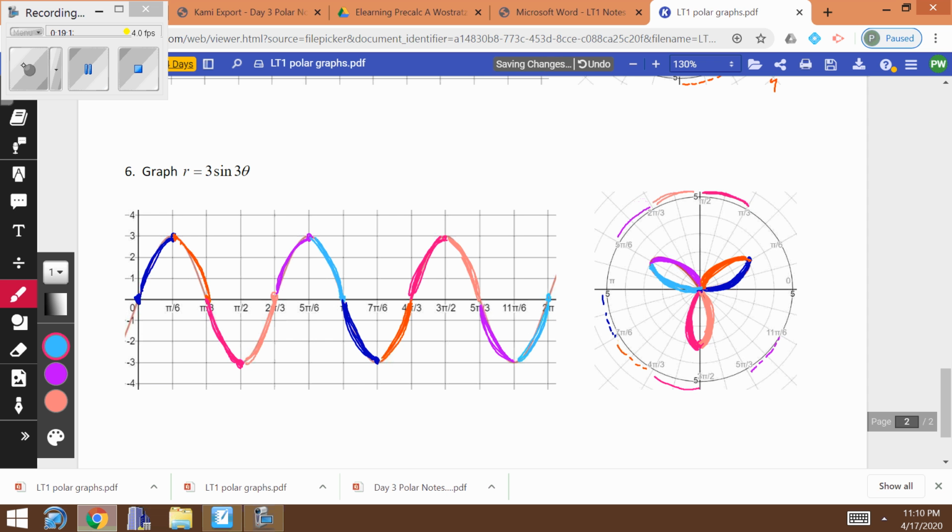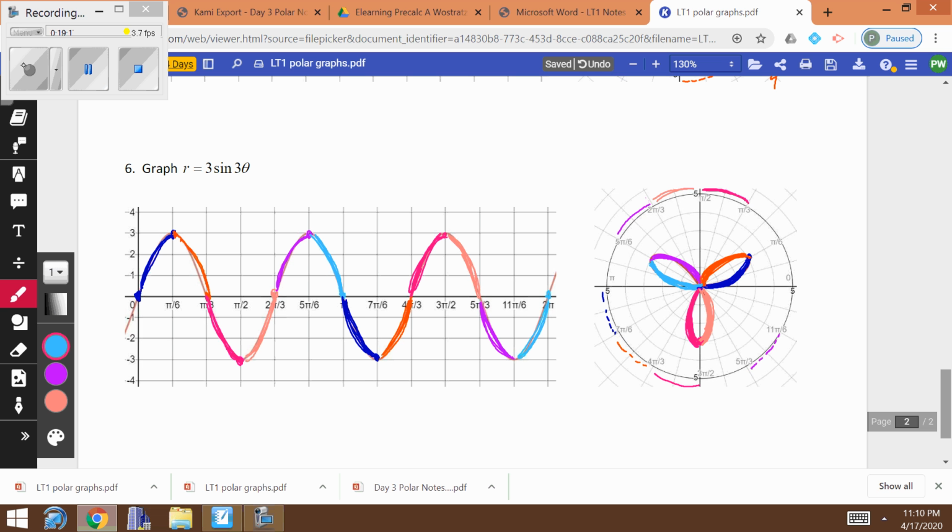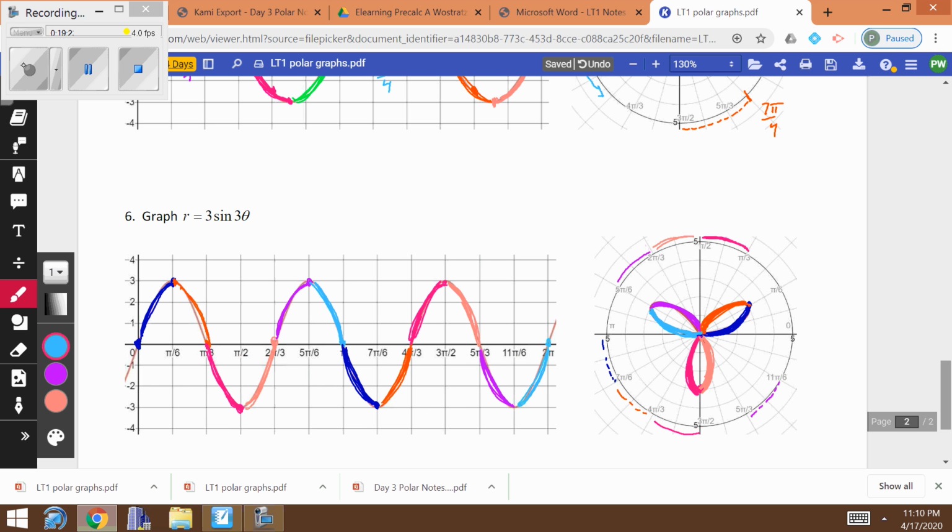So again, you don't have to necessarily do it this way. I don't want you to create the rectangular graph and go back and forth, but I thought it might provide just that little extra visual of where some of those numbers are coming from.